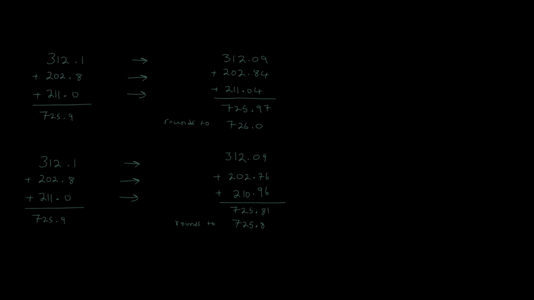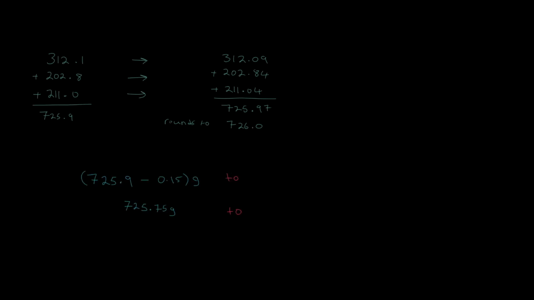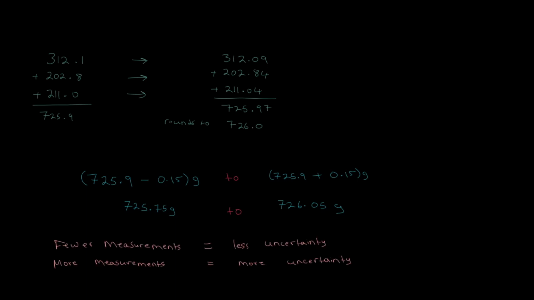And this is what an uncertainty of plus or minus 0.15 grams means. It means that the actual value of the mass ranges somewhere between 725.9 minus 0.15 grams to 725.9 plus 0.15 grams. All that being said, the biggest takeaway here is that the fewer measurements taken to get a total value, the lower the uncertainty will be.